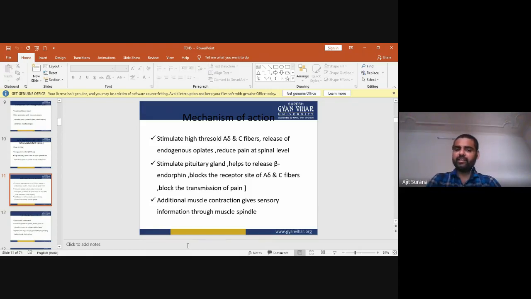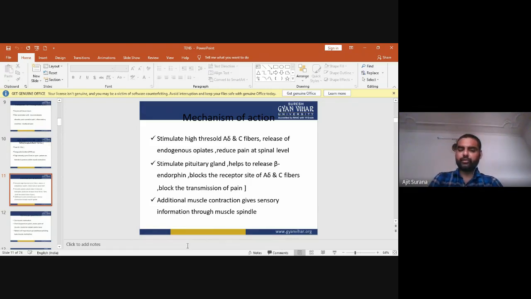Now the mechanism of action of the low frequency or high intensity TENS, or acupuncture TENS. They stimulate high threshold A delta and C fibers, due to which endogenous opiates are released. These reduce pain at the spinal level.